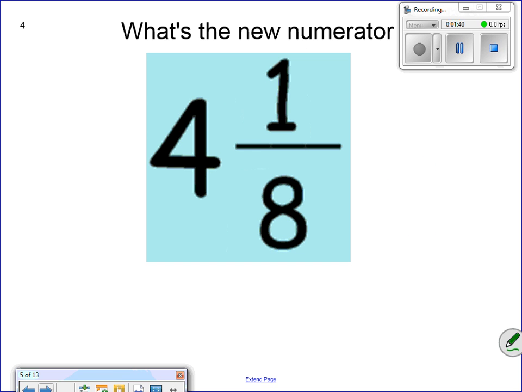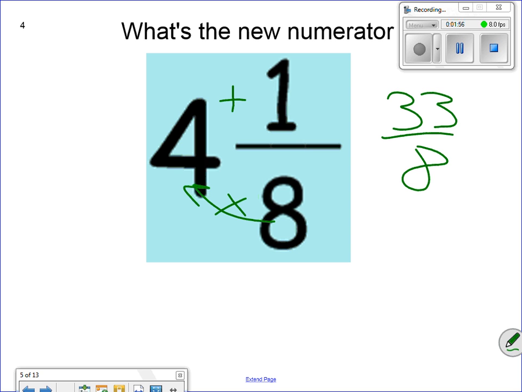I'm going to change this back into an improper fraction. Improper fraction means my numerator is larger than my denominator. I'm going to have to go 8 times 4, which is 32. I'm going to add this 1, which gives me 33 over 8. Let's check and see if we did it correctly. How many 8's go into 33? Exactly 4, because 4 times 8 is 32. What's left over? 1/8. Just what we started with.